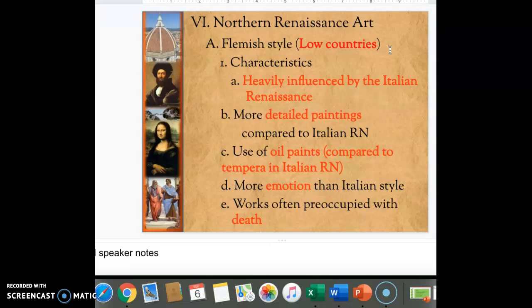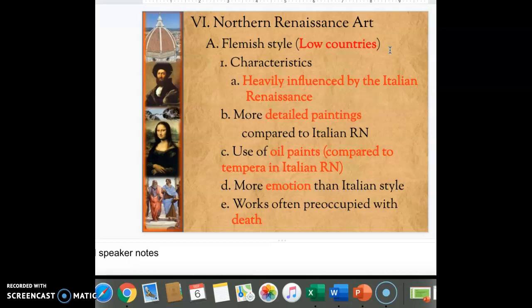So these Northern Renaissance artists are going to use oils. Of course, the disadvantage with using oil is that it takes a lot longer to dry. If you're outdoors, it might speed up the process. There's more emotion than in the Italian style when you look at these paintings, and you'll see some examples when we move on.